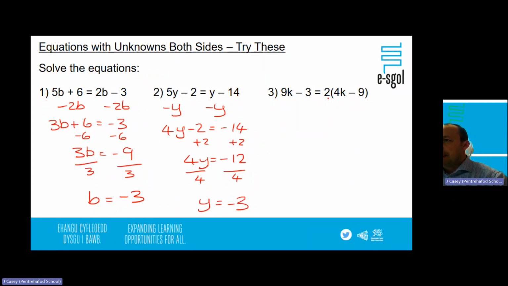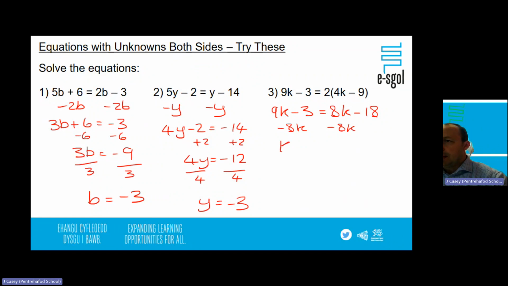And then this one, I'm going to expand the brackets just to sort of see where we are. 2 times 4 is 8, so that's 8k. And then 2 times minus 9 is minus 18, okay? Now, there's 9k's on this side now, and there's 8 here. So I think we're just going to take away the 8k from this side and from this side. Remember, always the same both sides.